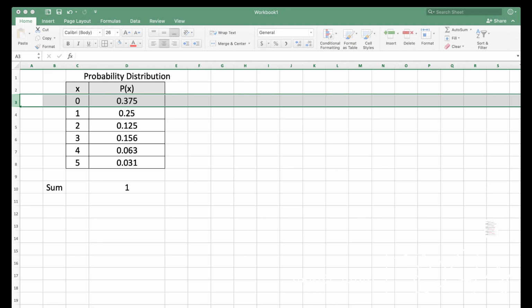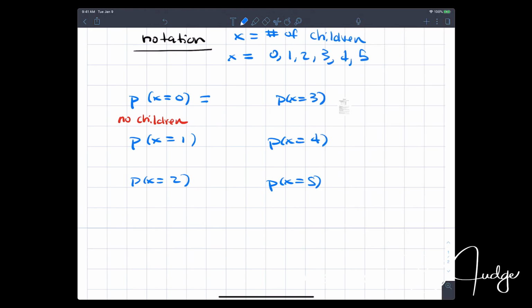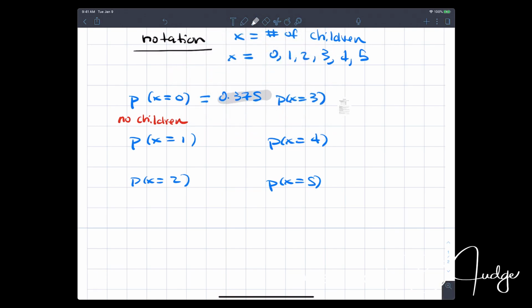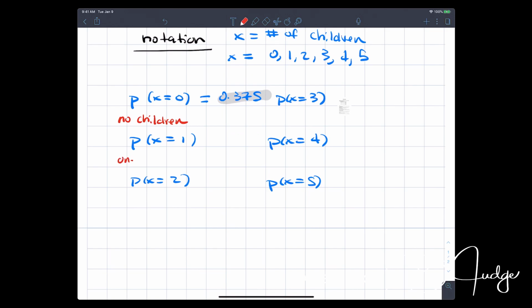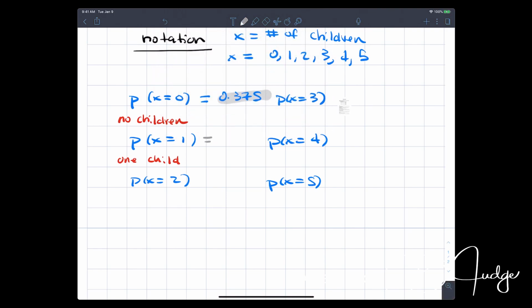So let's go back to the iPad. And you guys are correct. So we're going to say this thing equals 0.375. Outstanding. That's what we're looking for as an answer. Now, if I ask this question, what's the probability now that you have one child? Simply by reading the table, what would you guys say now?